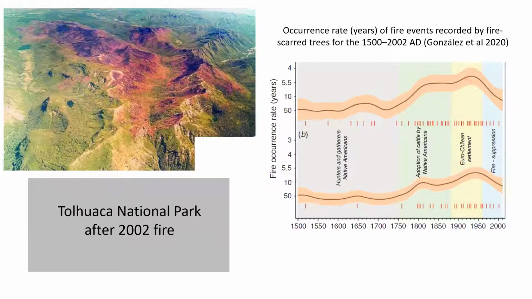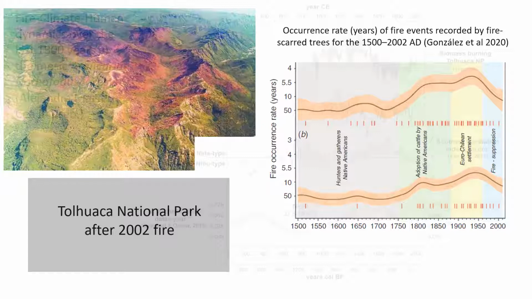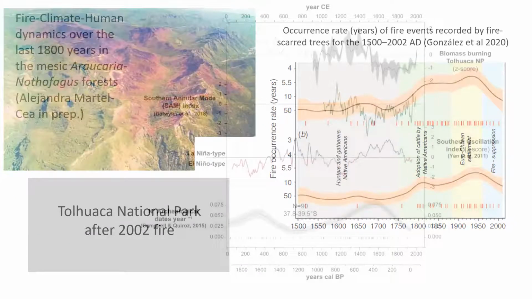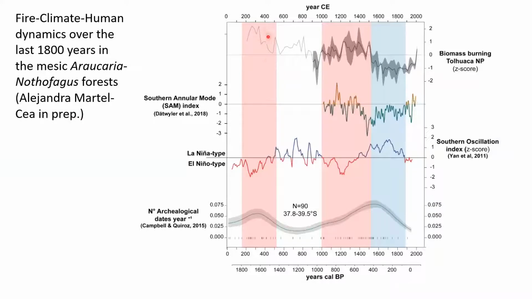So in order to extend this chronology, we studied 2 lakes in the national park, the charcoal accumulation rates, to understand the fire history in a longer perspective. This is part of the PhD of Alejandra Martel, where a composite curve of two charcoal records shows the fire dynamics during the last 2,000 years.